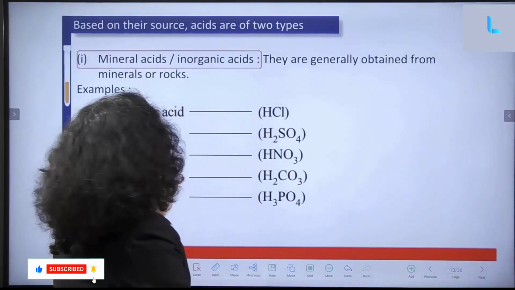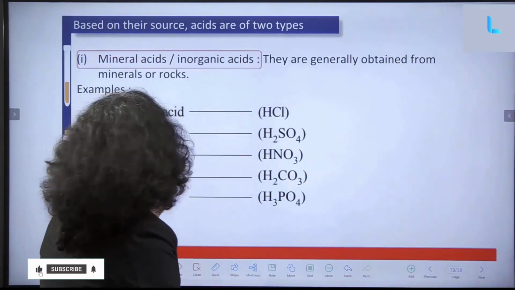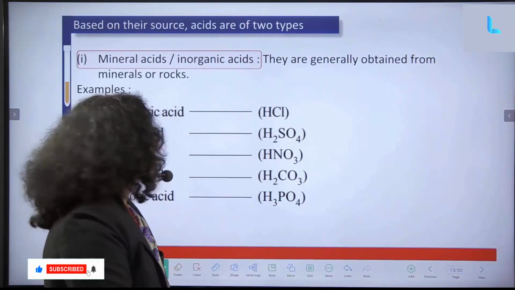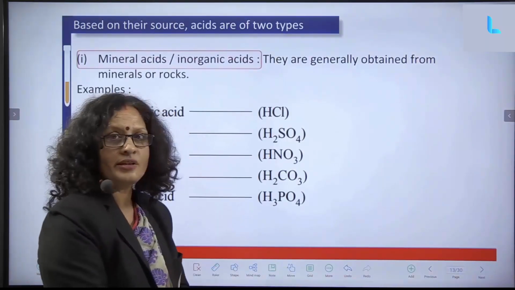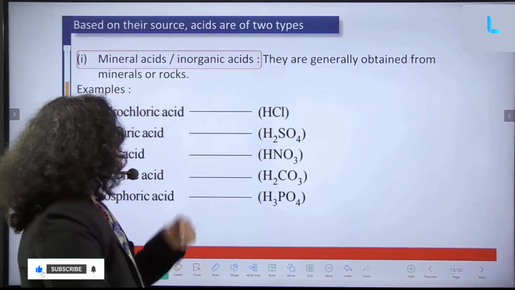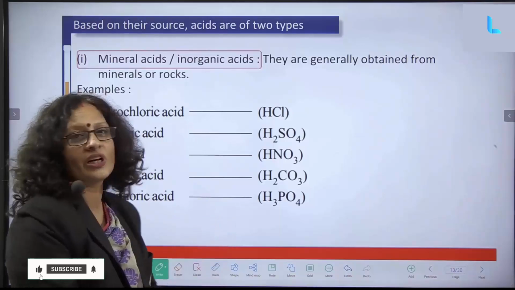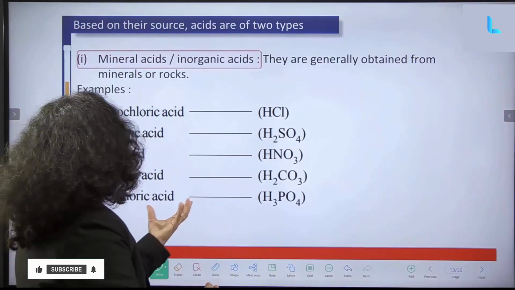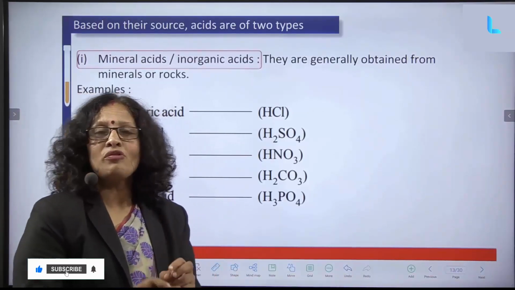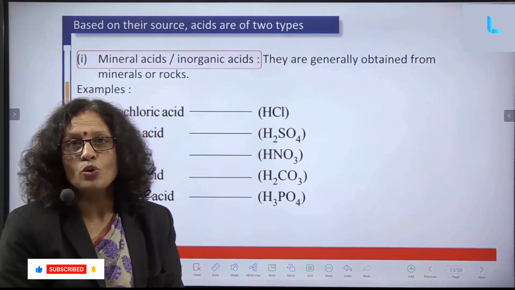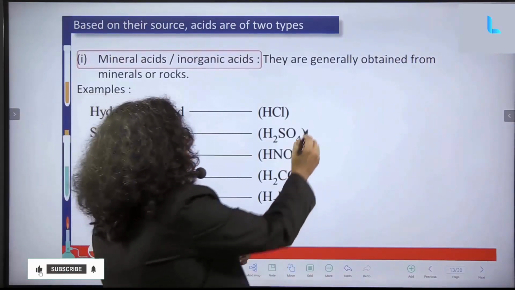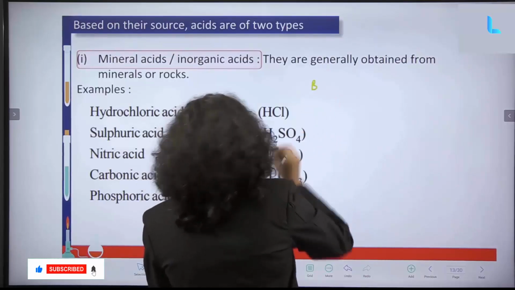Next we are seeing mineral acids, generally obtained from minerals or rocks. So hydrochloric acid, sulfuric acid, nitric acid, carbonic acid, phosphoric acid. Now at the same time, the number of replaceable hydrogen atoms in a substance is called basicity. What is basicity? We will study it simultaneously.